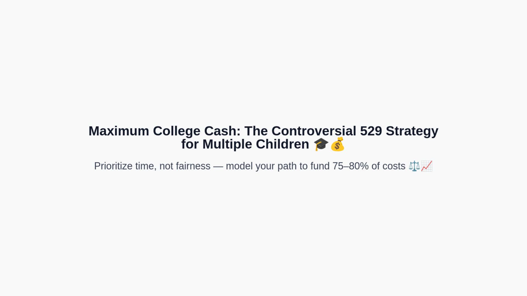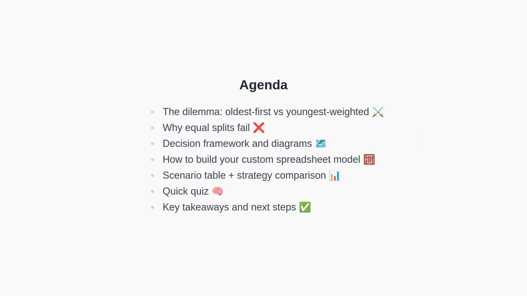Let's get started. First, we will outline the dilemma between funding the oldest child first versus leveraging the longer compounding runway for the youngest child. Next, we will examine why equal splits usually fail the efficiency test. Then, we will walk through a decision framework and supporting diagrams, followed by step-by-step instructions to build a customized spreadsheet model. After that, we will review a sample scenario table and a side-by-side strategy comparison. Finally, we will test your understanding with a short quiz and finish with key takeaways and next steps.